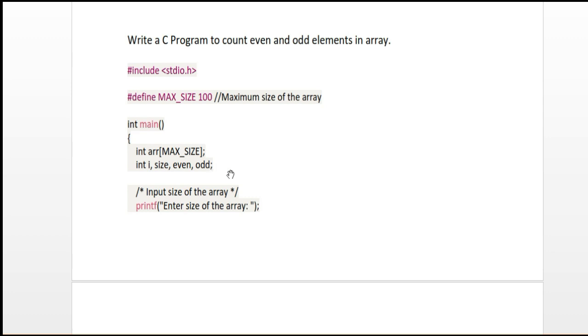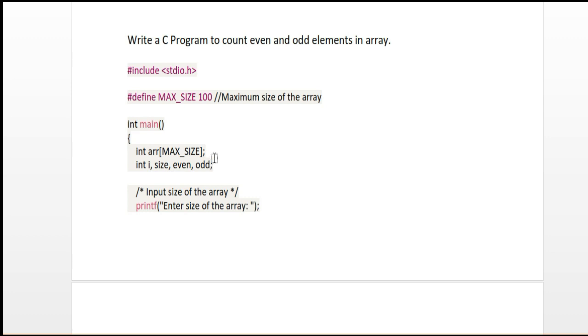So here I predefine the max size: define max size 100. That means max size 100 is predefined. Wherever I use the max size keyword, the value is 100. It is a predefined constant. So int array of max size. What is the max size value? 100. So what is the size of the array? 100. And initialize even and odd.